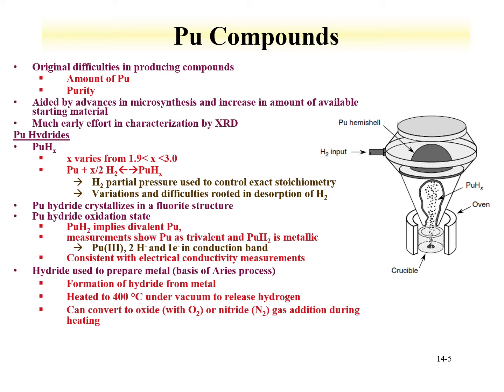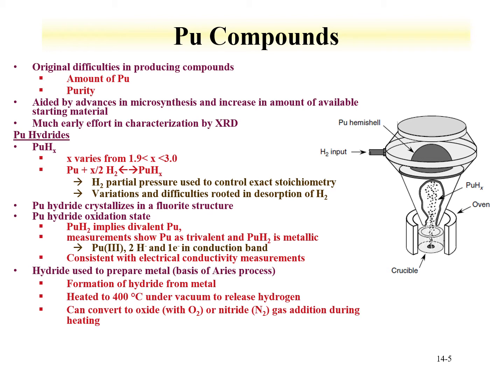If you remember, in the first lecture of this plutonium series, we talked about purifying plutonium metal. So a lot of effort has gone into producing pure plutonium compounds used for materials. And much effort, particularly early effort, compounds were characterized by X-ray diffraction. So a very simple compound, and one that we've already talked about, is the hydride. Plutonium hydride can be formed by the reaction of plutonium with hydrogen. We get PuH_x, where x varies from 1.9 to 3. The hydrogen partial pressure can be controlled to develop the exact stoichiometry of the final product.